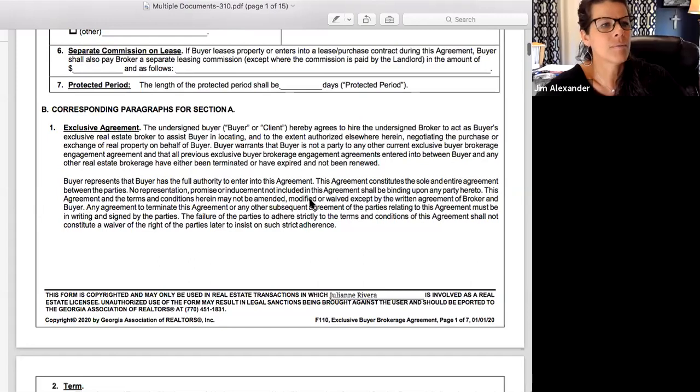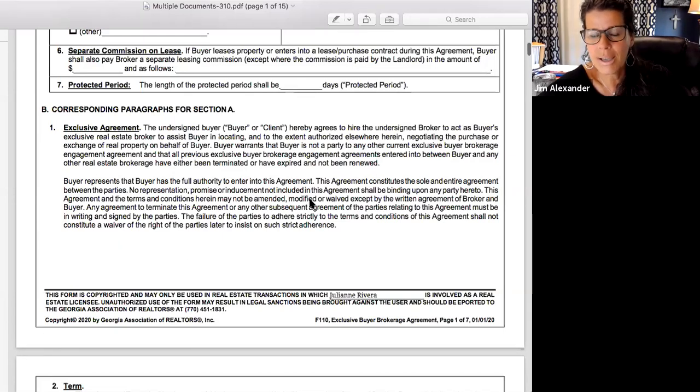Good question. Protection period. We're going to go into this in great detail when we get to this section. But protection period, the length of the protected period shall be, and this is after your brokerage agreement has either terminated or expired. This section is to protect you in case your buyer goes and purchases a property that you introduced them to. You're protected for a number of days after the expiration or termination of your brokerage agreement. I normally see 90 days here. Sometimes I see 180 days. So you just need to figure out what works best for you and your business.